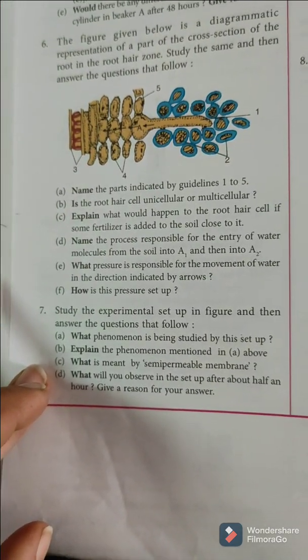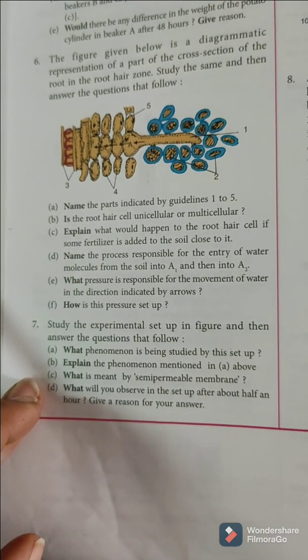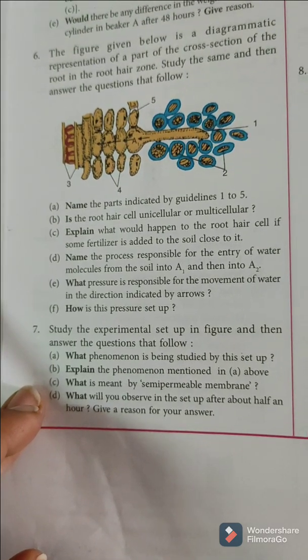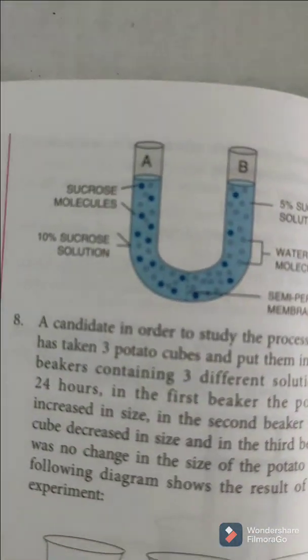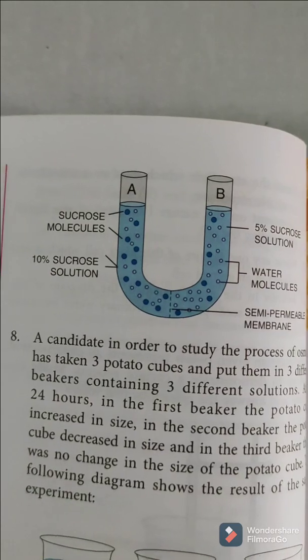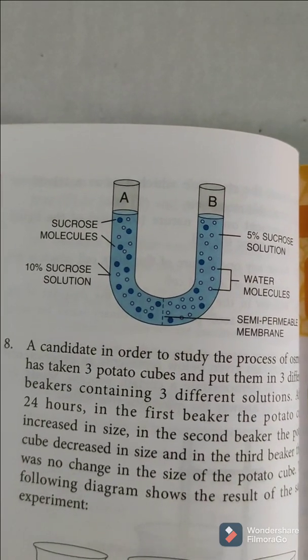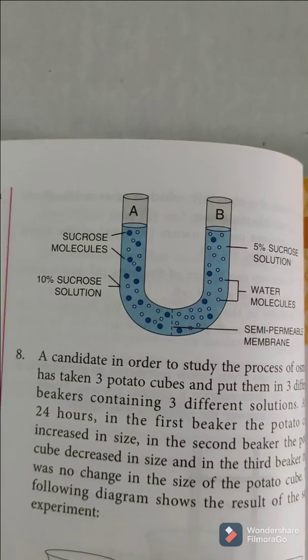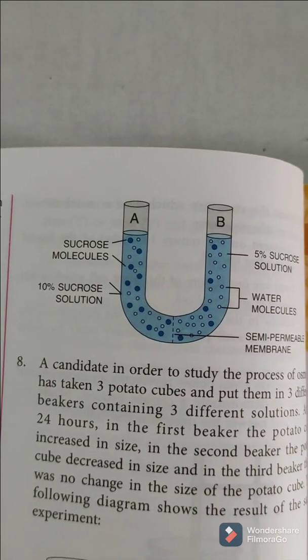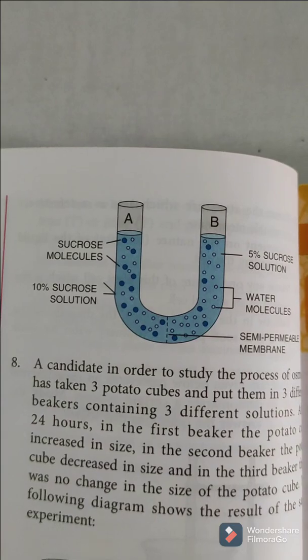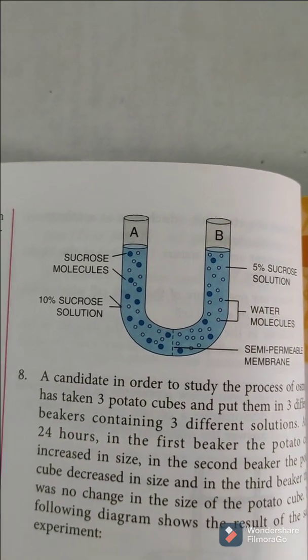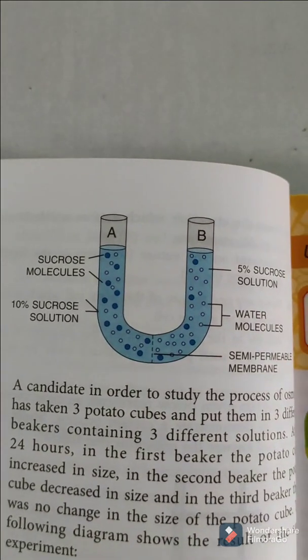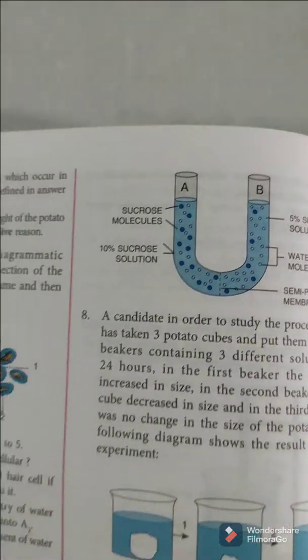Okay. Question number 7. Study the experimental setup and figure and then answer the question that follows. So look at this figure. A U-shaped tube is there. From the center it is divided by a semi-permeable membrane. Inside A, sucrose solution is there, 10%. In B, 5%. Now you can see the 10% sucrose solution is hypertonic and 5% is hypotonic. Now your answer will be related to hypo and hypertonic.